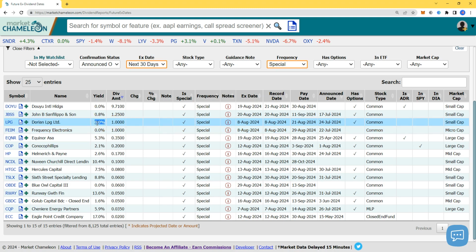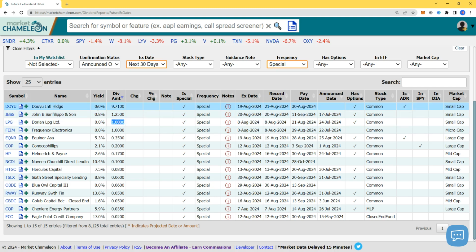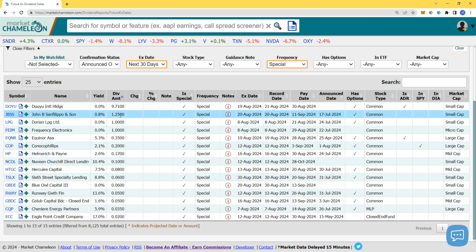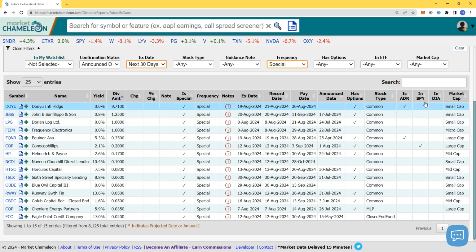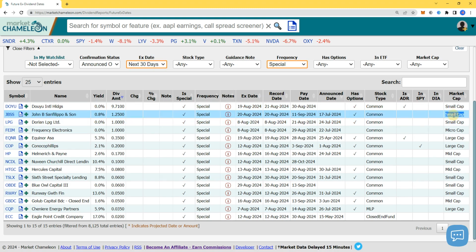This is the same thing. The Ryan, 0% yield, $1 dividend. This is 0% yield, almost $10 dividend. This one has 0.8, but out of the 0.8, they give you a dividend of 1.25. I don't know the price. I don't know what they do. I know it's a small cap, and if it's a small cap, there's potential to go higher. You know, it's up to you.